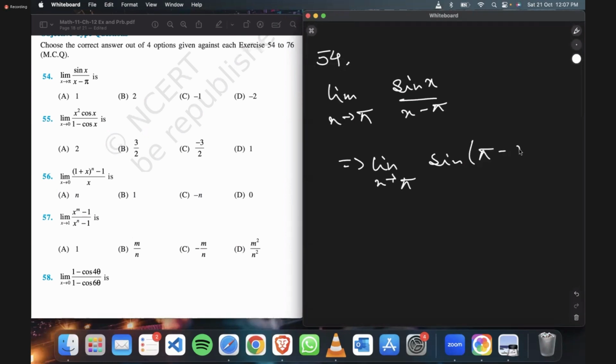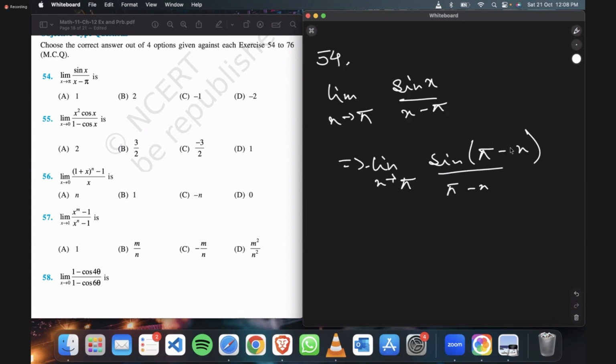Sine pi minus x. When we subtract an angle from pi, the sine remains the same. And in the second quadrant, the minus sign will also come over here. So it will be minus sine pi minus x, whole divided by pi minus x. All right, now we know what to do.